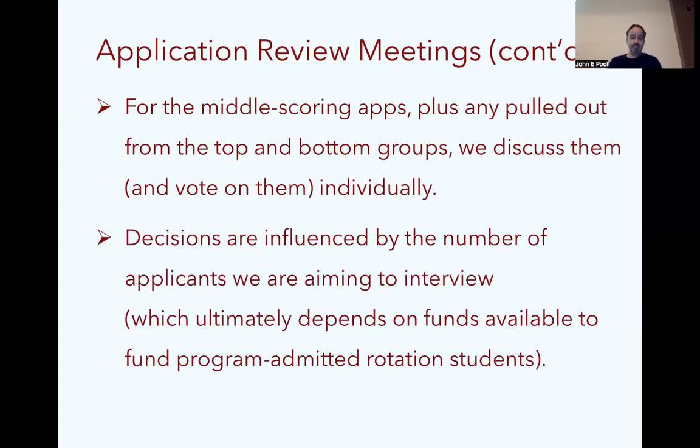And then we make these decisions, but they're not just individual decisions. They're decisions that we have to make in the context of how many applicants we want to interview, and that depends on how many students we're hoping to actually recruit. I'll say more about this in a little while. But based on how many we hope to recruit, I know about how many I think we need to accept, assuming they meet our standards.